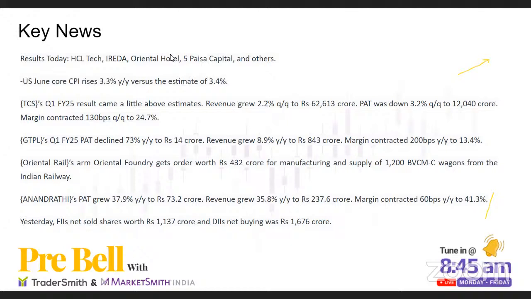Yesterday, if you look at institutional buying or selling, FIIs have been net sellers. They have sold 1,100 crores of rupees of Indian equities, whereas the domestic institutional investors have given good support for the market. They have bought more than 600 crores of shares in the Indian market. For the month of June, US core CPI has come out and it has risen 3.3% year-on-year versus an estimate of 3.4%. In today's session, we are looking at companies such as HCL Tech, IREDA, Oriental Hotel, 5 Paisa, and others which will be reporting their results.